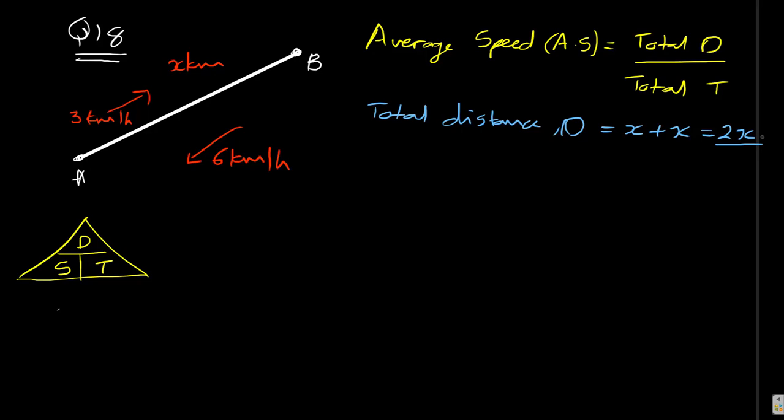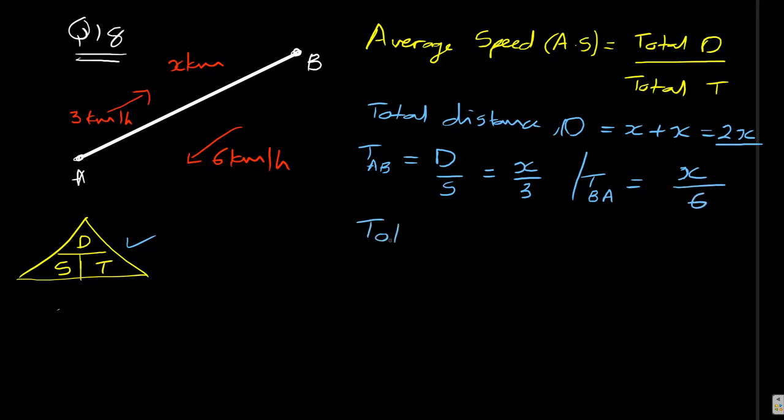The next one is to find our total time. So let's look at the time from A to B. Remember time, according to our triangle here, time is distance over speed, which is D over S, and our distance is X over our speed, which is 3. So that is the time. Same thing, time from B to A is equal to distance. Our distance remains as X, but our speed is now 6. So if we find total time, total T is equal to X over 3 plus X over 6.